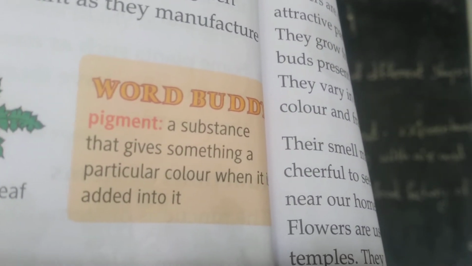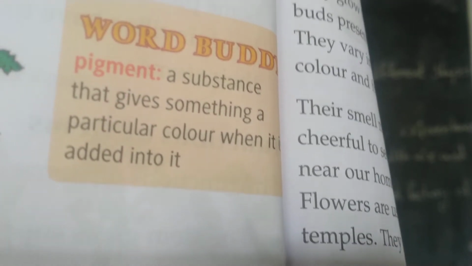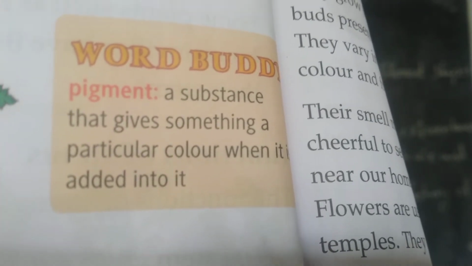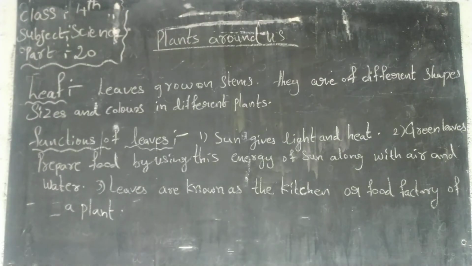Pigment is a substance that gives something a particular color when it is added into it. That is called pigmentation. What is the pigmentation? Mostly leaves appear green due to the presence of a green color, that is called pigmentation. The pigment is called chlorophyll.